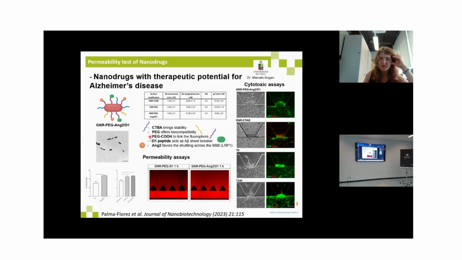Also, we use the PEG with carboxylic molecules for linking a fluorophore for analyzing the permeability of this nanodrug, and also a CTAB for giving stability to these nanovehicles.